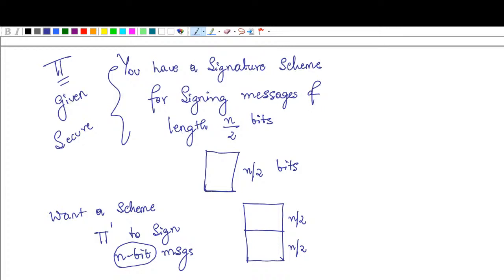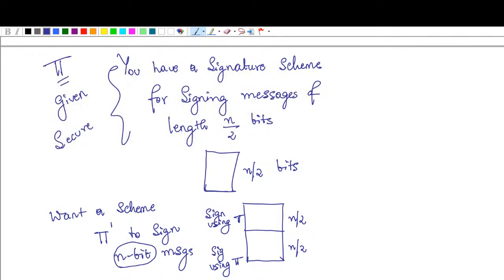Sign using pi the first n by 2 bits, sign using pi the last n by 2 bits, and that will be the overall signature on the message. So it's like saying that I now have a bigger page. I divide that page into two halves. I sign the first half, I sign the second half.